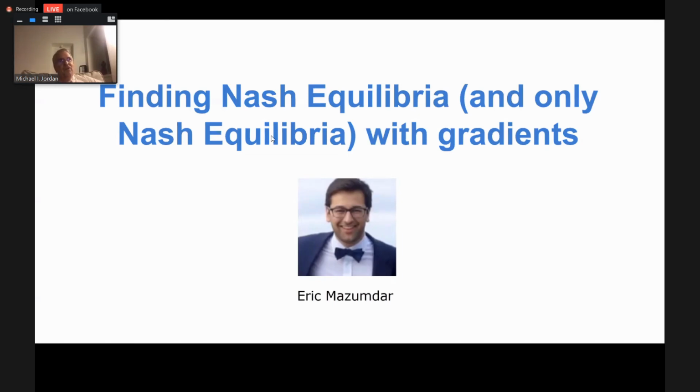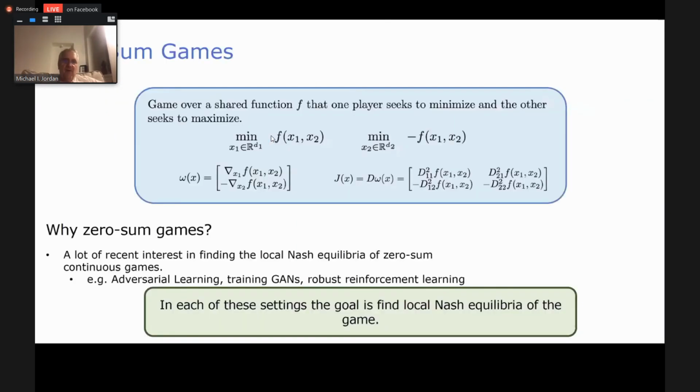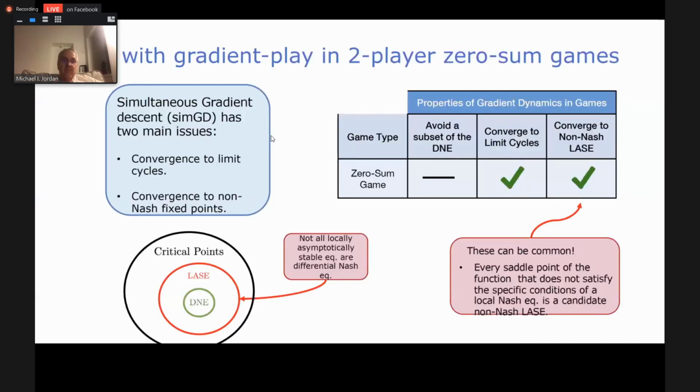So to give you a little more intuition about what symplectic methods are and what they are not, this is a nice little exercise. Eric Mazumdar, a student, worked with me on this at Berkeley. Just briefly, let's talk about a simple game theoretic setting. We have a zero-sum game. So one agent is trying to minimize a function f of x1, x2. The other agent is trying to maximize that same function with the other argument. We can write down a gradient, omega, and we can write down a Jacobian. And we'd like to find saddle points of this thing.